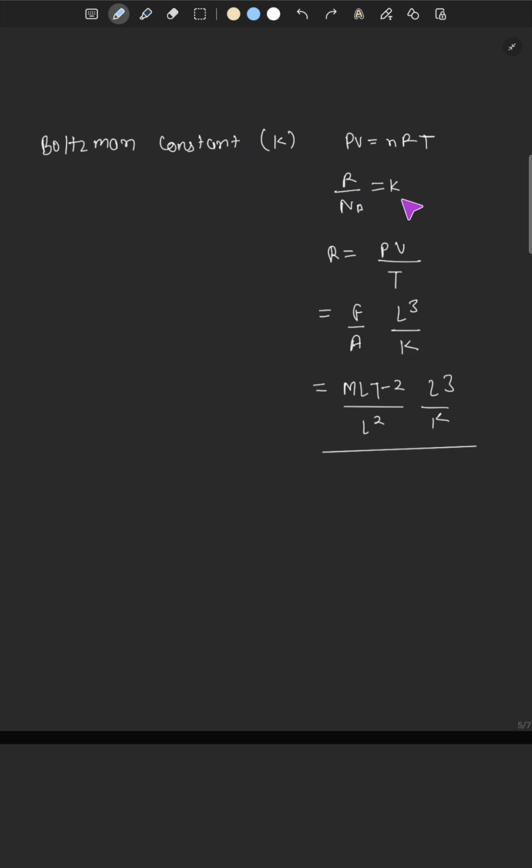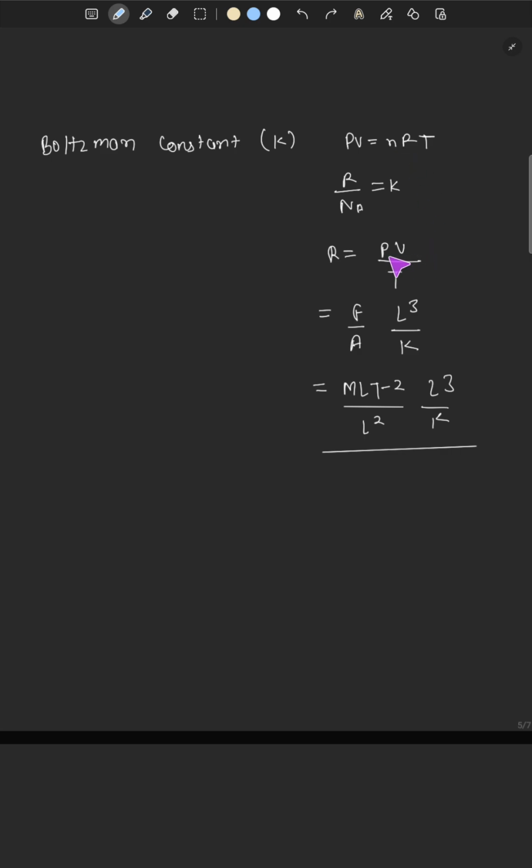Now the unit of R and K is going to be the same because this is a number and it won't affect the unit of this expression. Okay, so the unit of K and R is going to be the same. What is the unit of R? R = PV/nT. Here also n is a number, that is the number of moles.